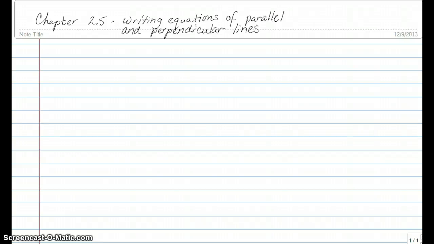Okay, this is SL Prep, and it's going to be Chapter 2.5, Writing Equations of Parallel and Perpendicular Lines. It's really nice when you're trying to find parallel and perpendicular lines to use point-slope form. It's not the only way you can find those lines, but it is a very quick and easy way to do that.